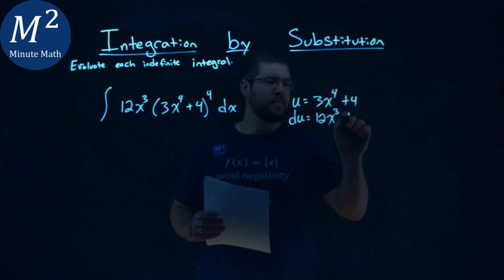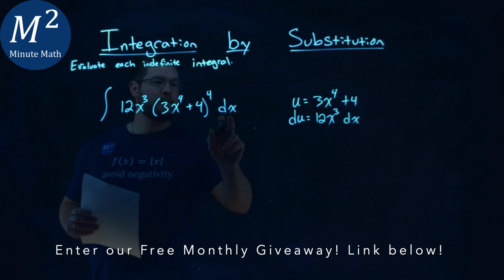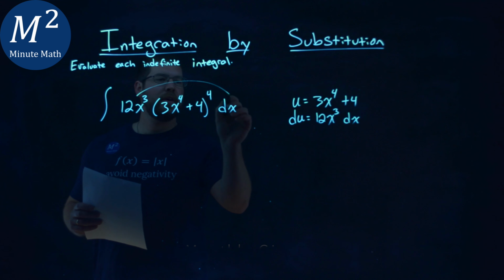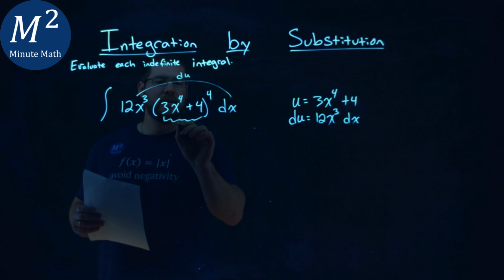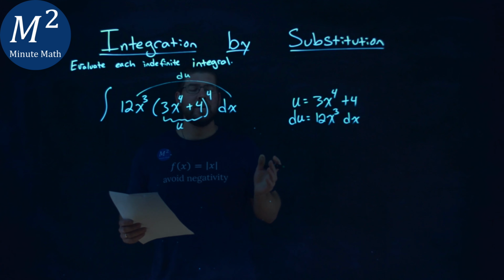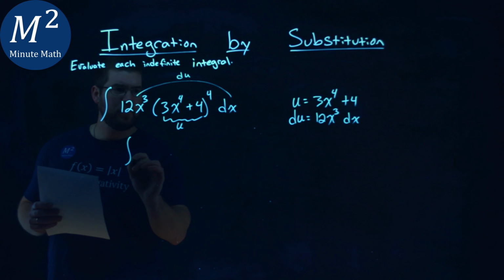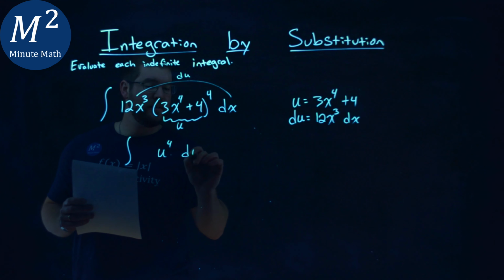And this actually works out in our favor. Notice, we have a 12x to the 3rd dx right here, and we have a u right here, 3x to the 4th plus 4. So these two parts here are my du, and this inside part is my u value. It's pretty easy now to substitute that in. So we have the integral now of u to just the 4th power du.